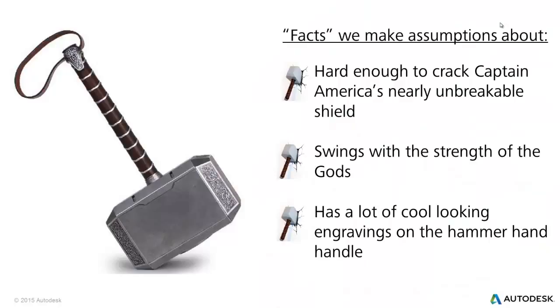Since it's not any ordinary hammer, it has a bunch of special abilities, it seems. One, it's hard enough to crack Captain America's nearly unbreakable shield. So it's very strong, but we don't really have those material properties, so we'll have to make those up. He also swings with the strength of a god, and since this is going to be a linear analysis, we're not actually going to have any motion. And last, it has a lot of cool engravings on it that we're going to remove for the sake of meshing and a faster analysis.